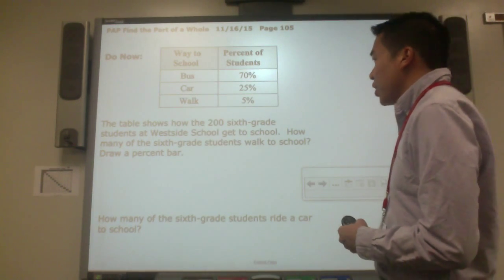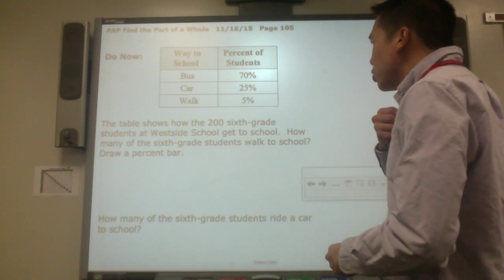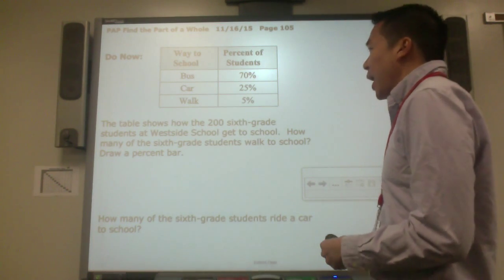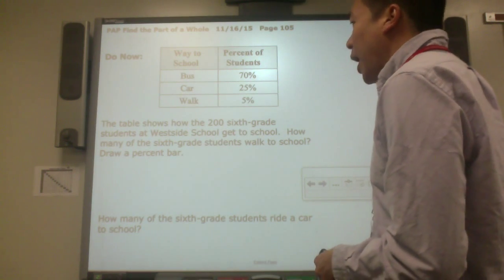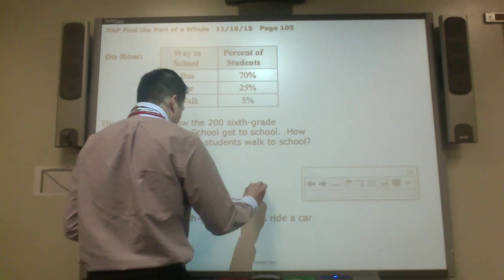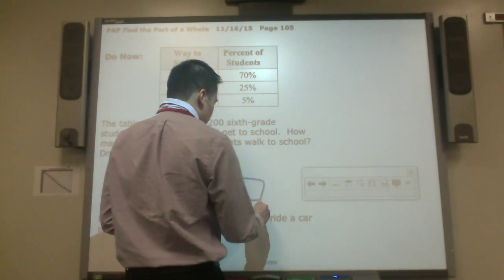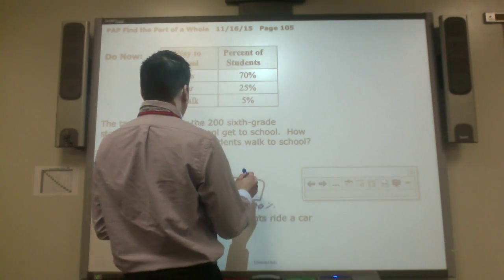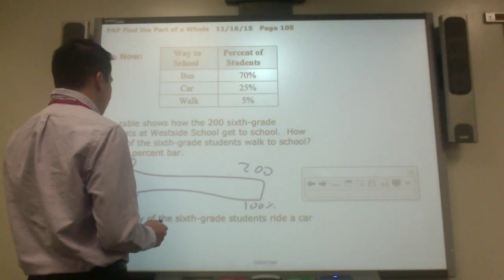So let's go over this. Let's go over estimating using percent bars. The table shows the 200 sixth graders at West Side School and how they get to school. How many sixth graders walk to school? Here's a percent bar. We know it starts at 0%, 0 students. It goes up to 100%, and there are how many students? 200 students.